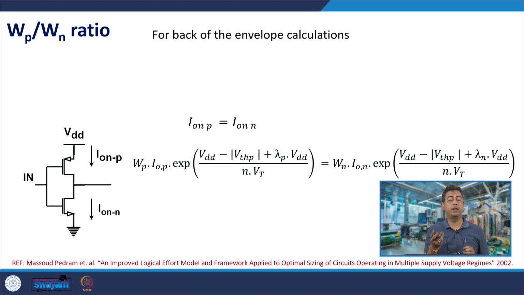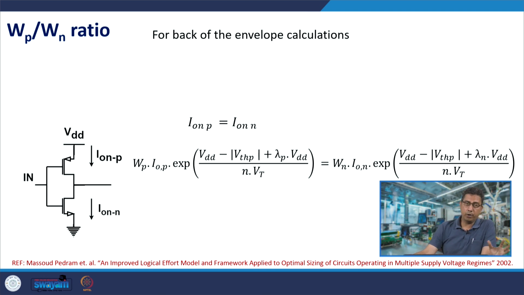So, first we will discuss how do we estimate WP by Wn. Now, what is meant by WP by Wn? Suppose we want to balance the transition times of an inverter. So, you balance them by adjusting the ratio of the widths of N MOSFET and P MOSFET. Lengths are kept at the minimum channel length.